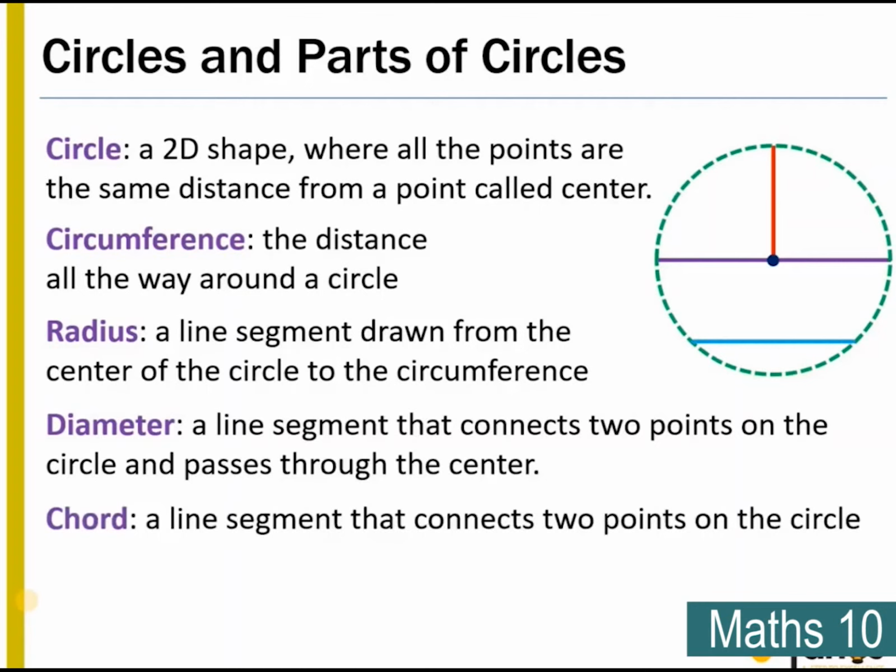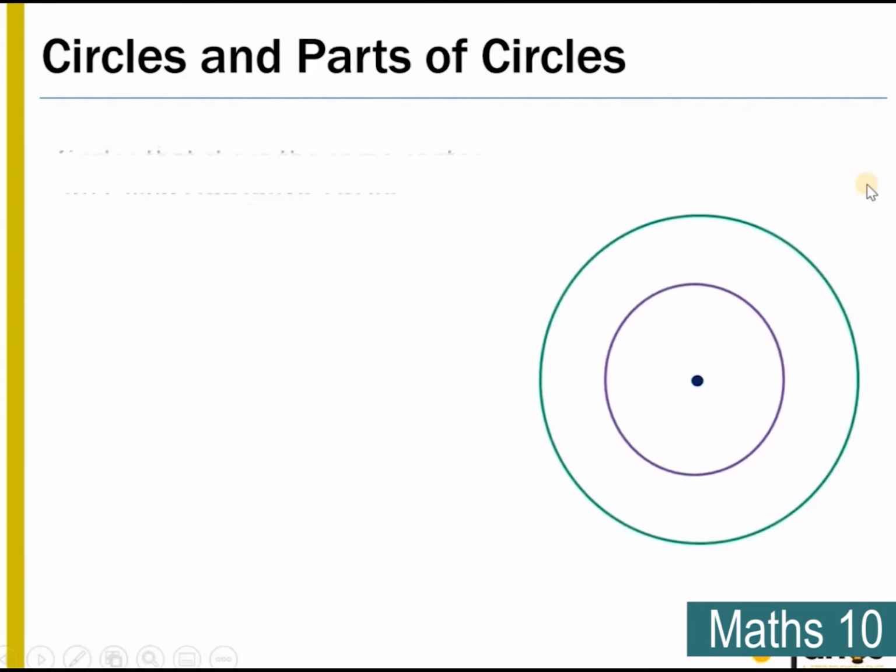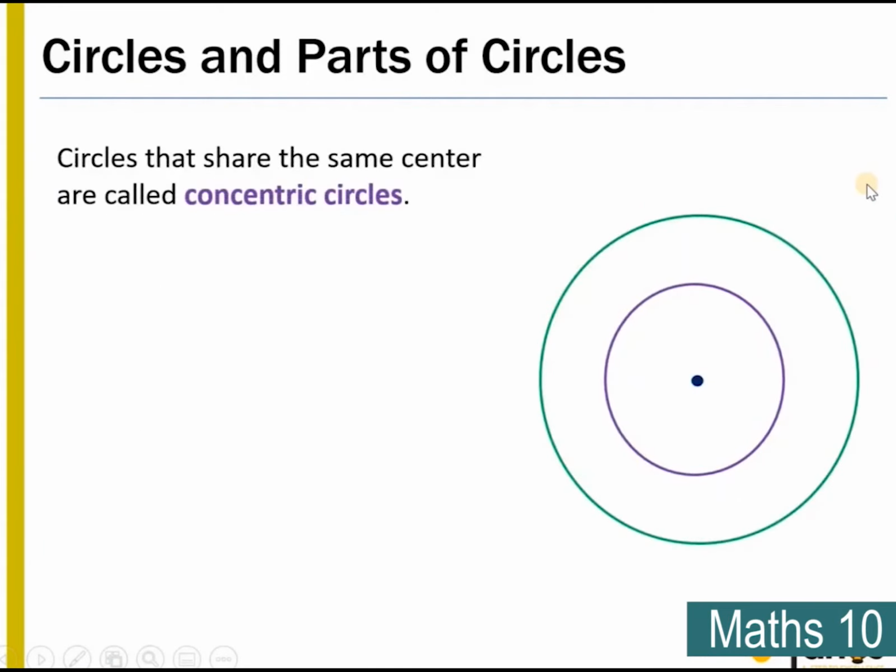A chord is a line segment that connects 2 points on the circle. It doesn't have to pass through the centre. An arc is a part of a circle. For example, this arc here. It goes part way around the circle. Circles that share the same centre are called concentric circles.